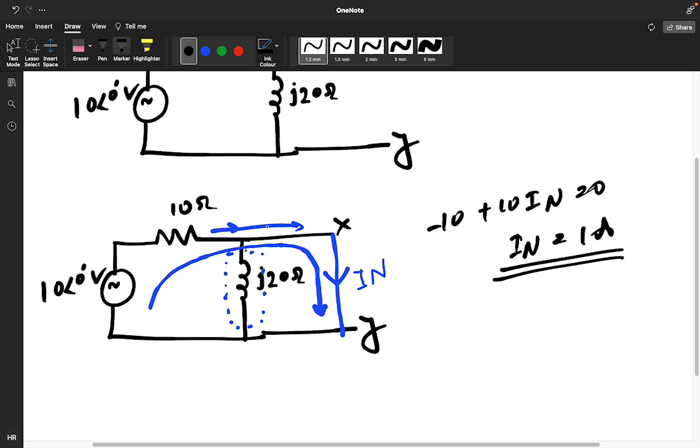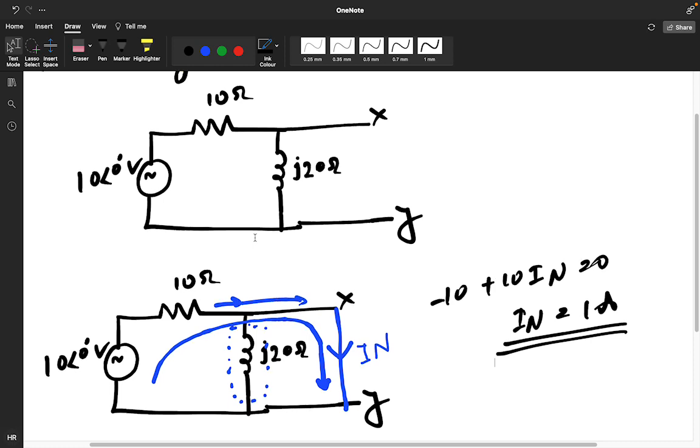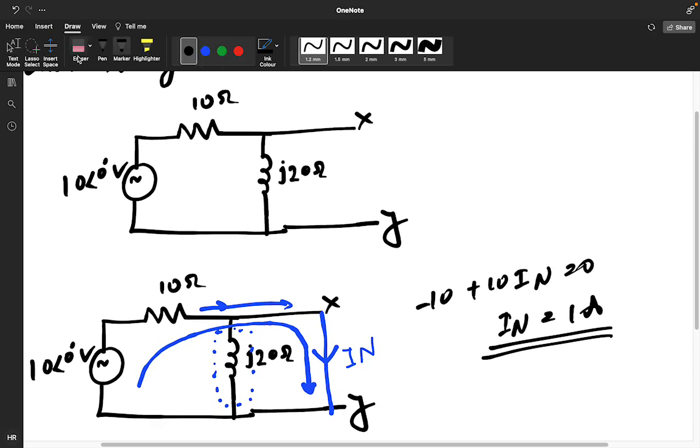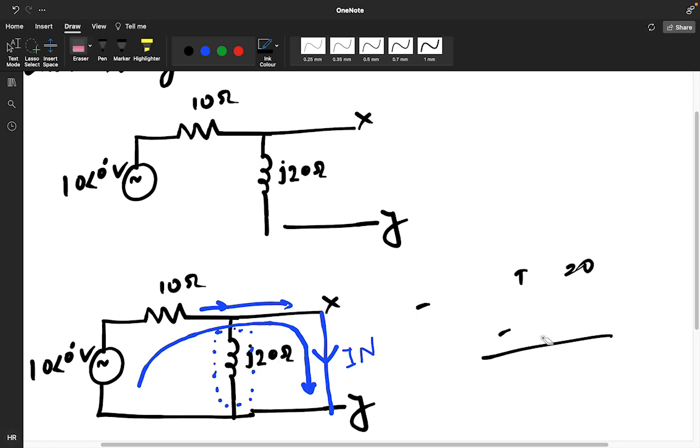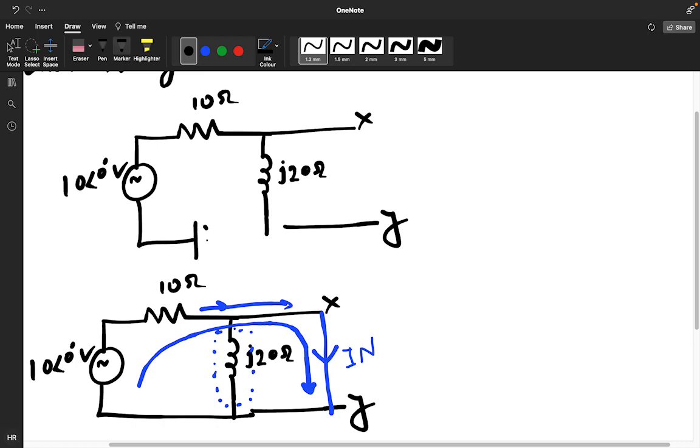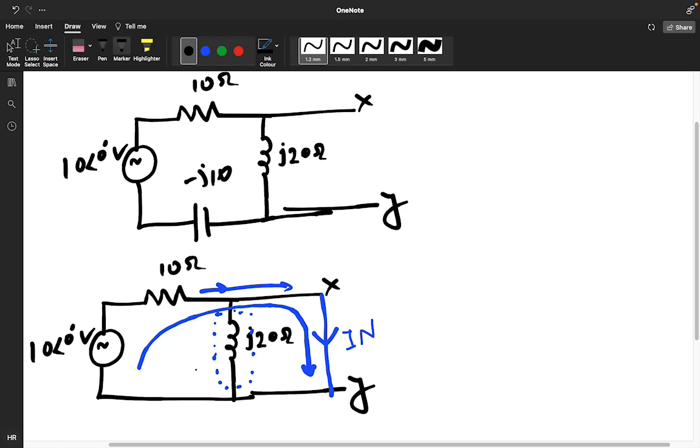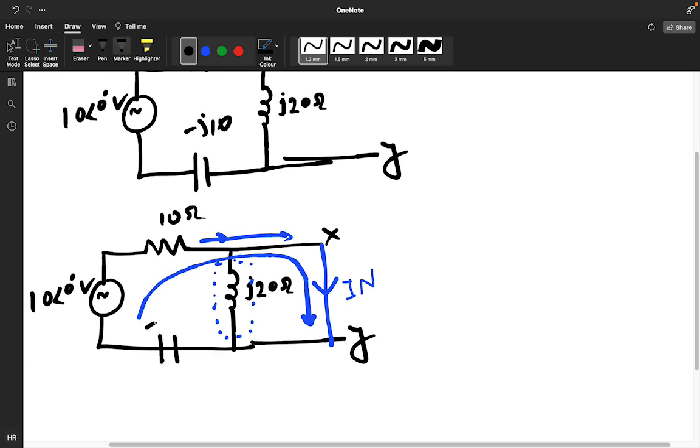Oh, suppose I missed one point. I'm really sorry. I missed it in the question itself. Here one capacitor is given. The value of that capacitor is minus J10. So minus J10, it's a capacitor.